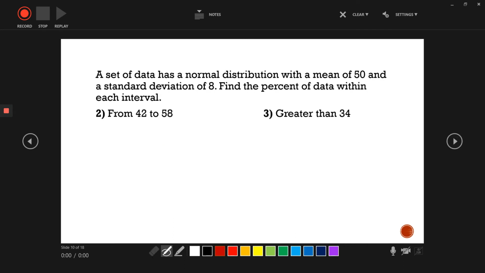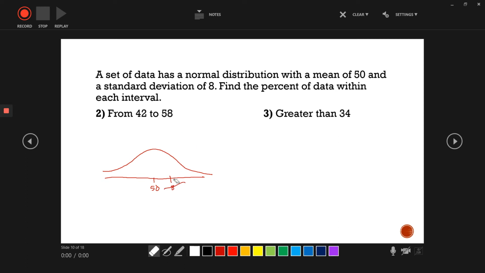All right, a set of data has a normal distribution with a mean of 50 and a standard deviation of 8. Find the percent of data within each interval. Okay, so let's make a little curve here. It always helps to draw a picture. Standard deviation of 8, right? So I have 58, and then add 8 more.